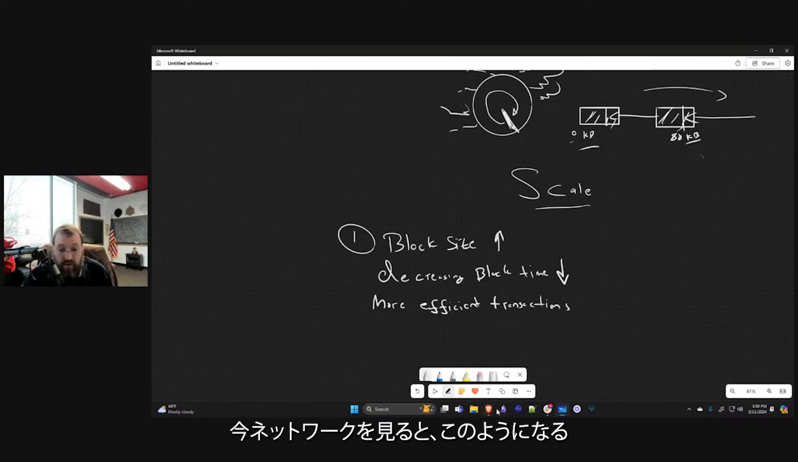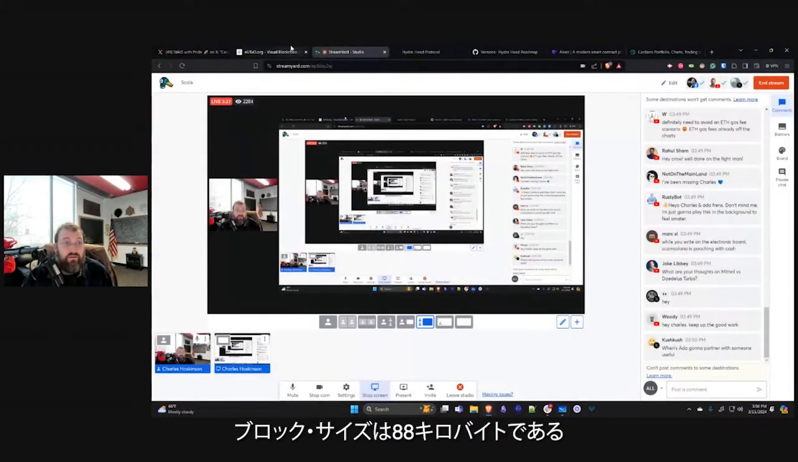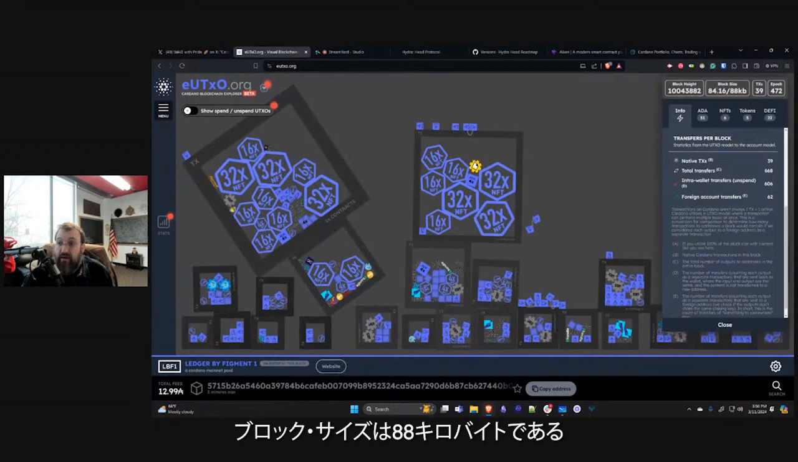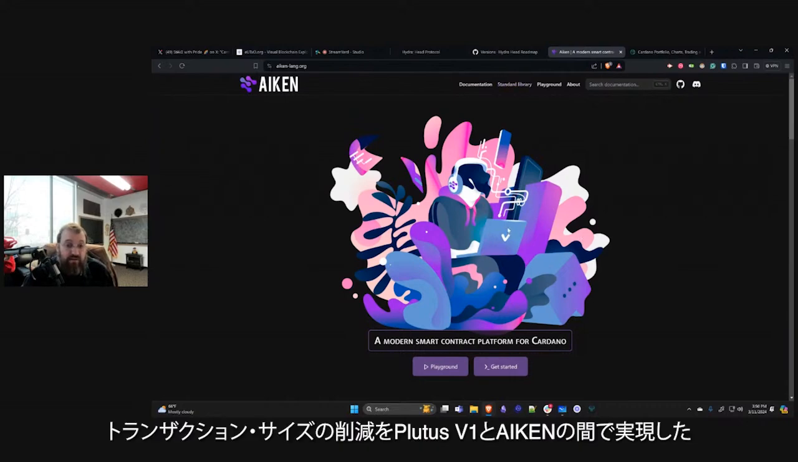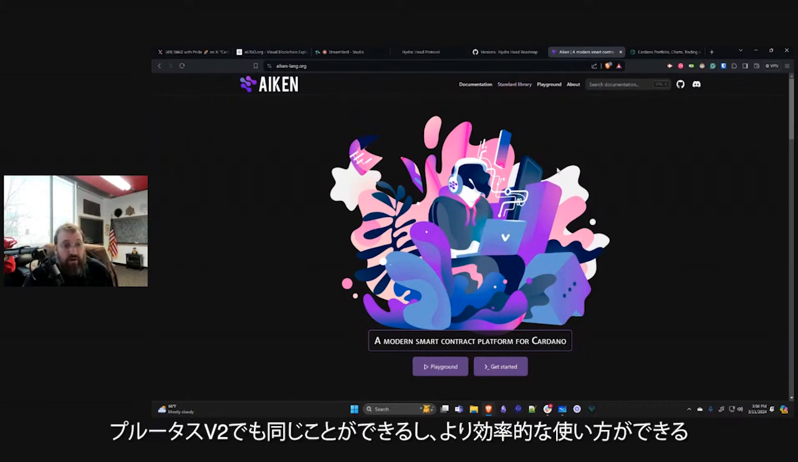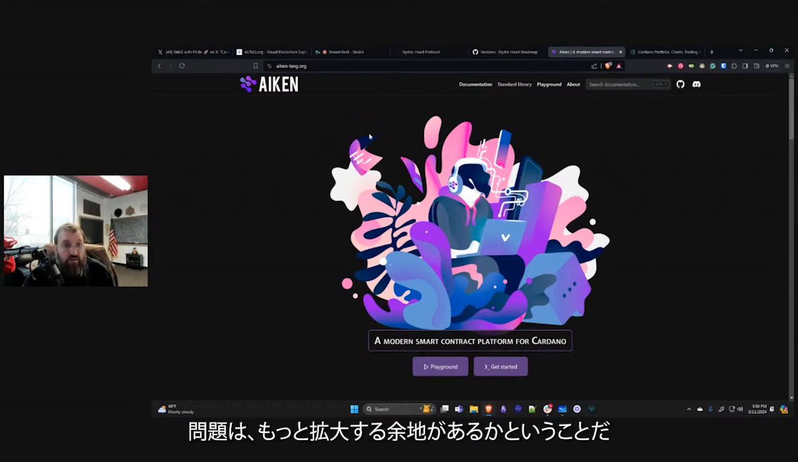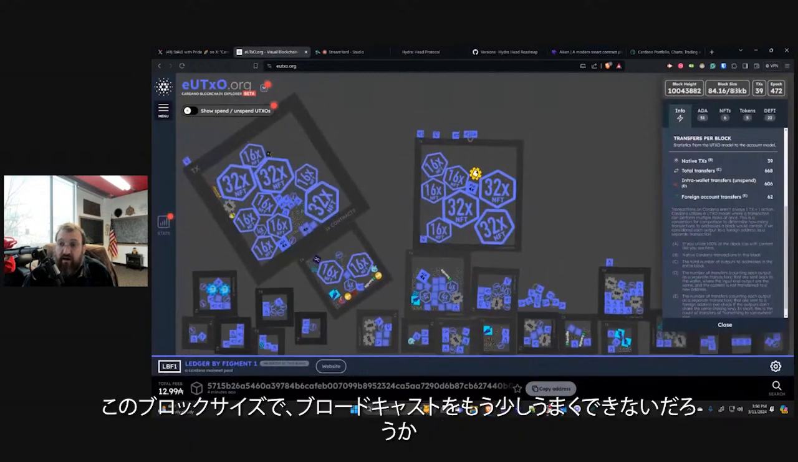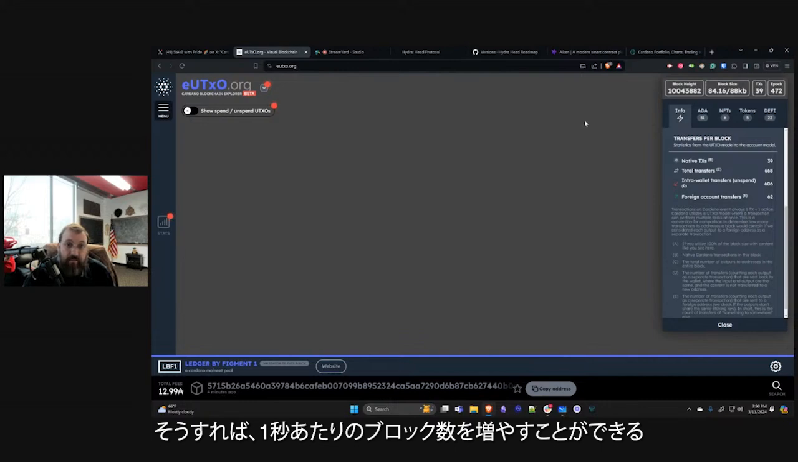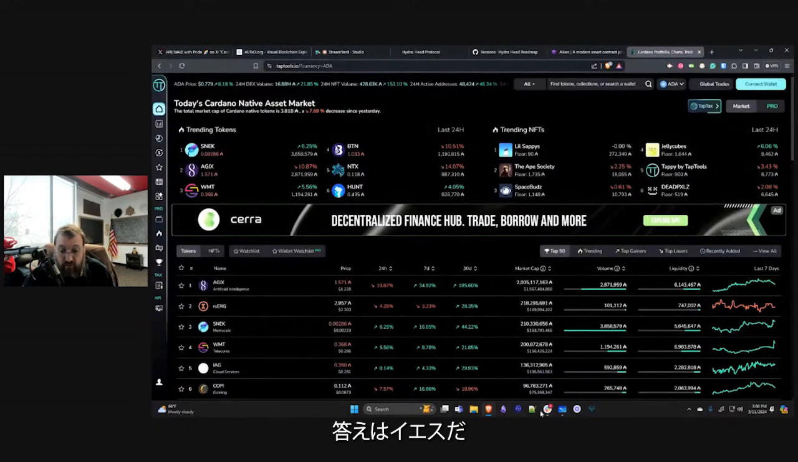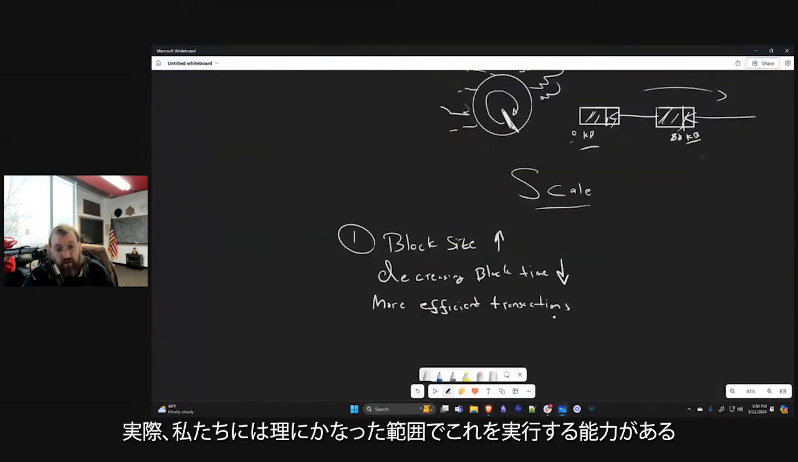So when we look at the network right now, our block size is running 88 kilobytes. And when you take a look at things like ICANN, for example, this is an example of where we've gotten a 10x in transaction size reduction between Plutus V1 and ICANN. Same for Plutus V2 and more efficient utilization and usage. So the question is, do we have more room to expand this block size? And can we do a little bit better on the broadcast so that we can have more blocks per second? And the answer is yes, we do. We actually have the ability to do this within reason.